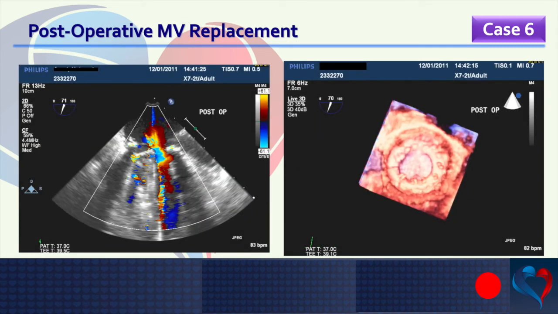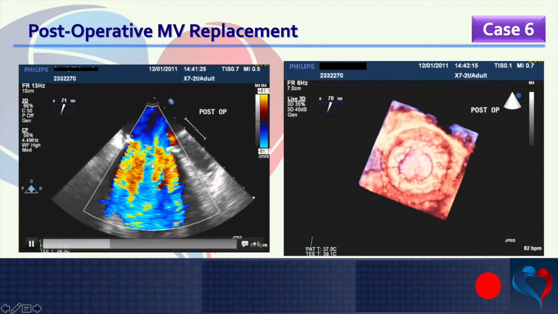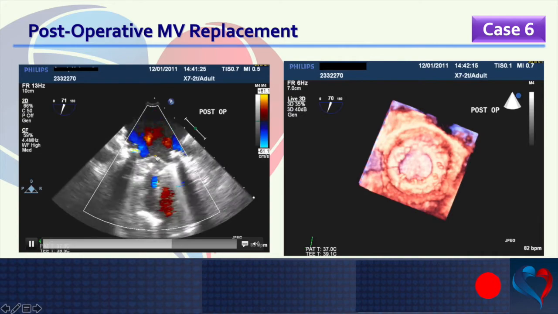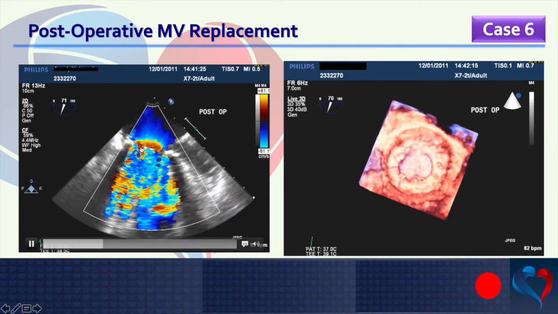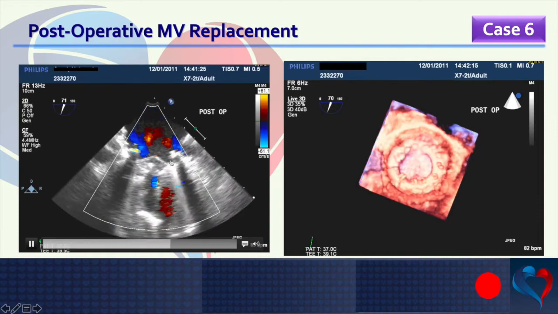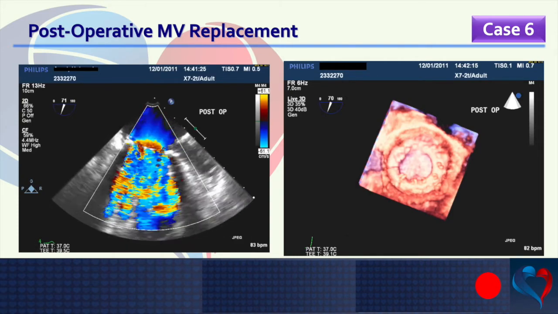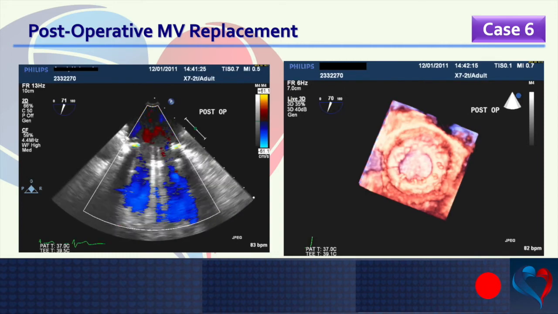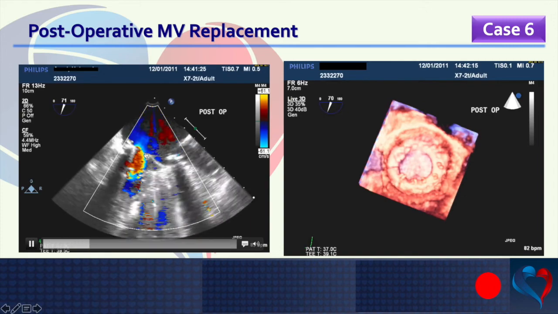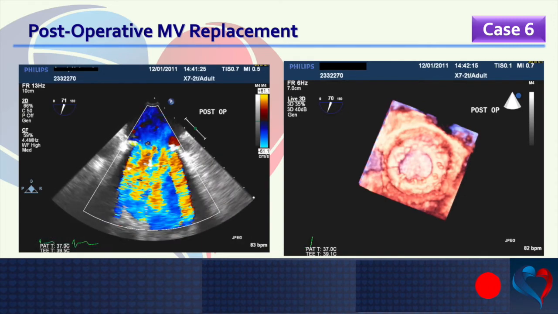This is after replacement of the mitral valve for the same patient. Here you can see this is the new valve, and both leaflets of the new valve are moving symmetrically. We have minimal mitral valve regurgitation, and this is what we call the washing jet of the mitral valve mechanical leaflets. It is acceptable. The patient has no paravalvular leak, which is very important in the assessment of this patient.